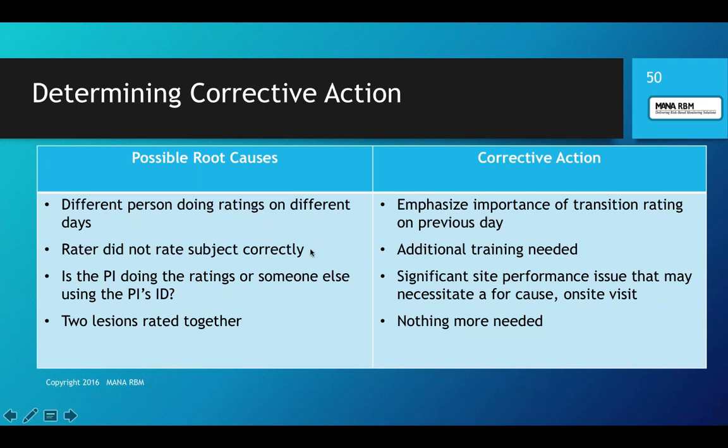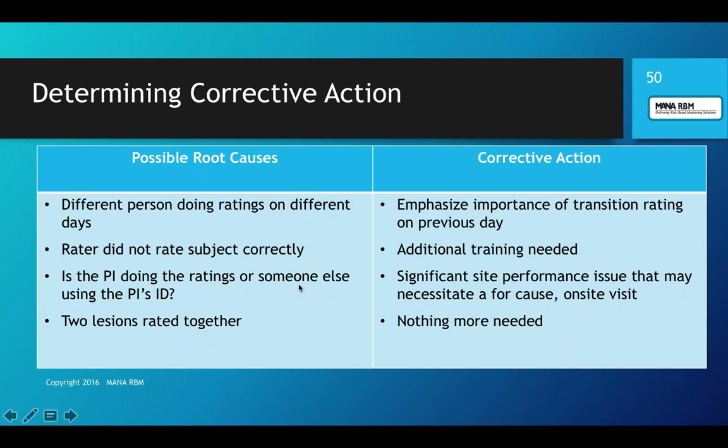The second thing is that the rater didn't rate the subject correctly. So you know that you go through rating training, but people make mistakes. So is this a one-off thing? Is this somebody that just needs to have some additional reminders about how you do your rating? And the nice thing is, instead of just saying you need a reminder, you can give them an example of this specific subject so they can think about it. And is the PI doing the ratings, or is someone else using the PI's ID? Or this could be whoever the rater is. And for this would be a significant site performance issue that may necessitate a for-cause visit, on-site visit.